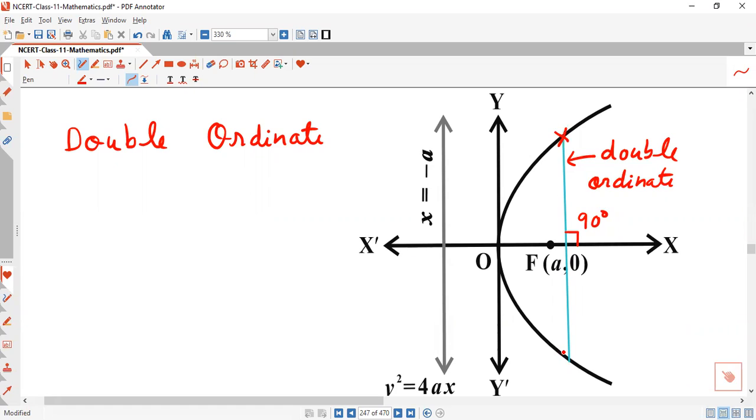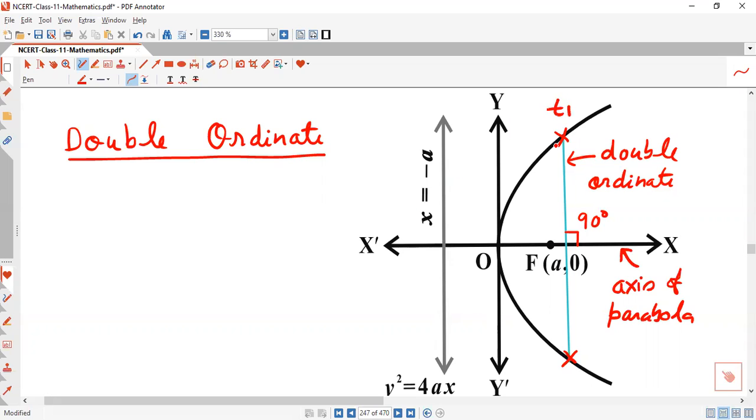This is the end point of this double ordinate. So this is a vertical line. You see, the double ordinate here is a vertical line, perpendicular to the axis of the parabola. So what we are saying is that this double ordinate is perpendicular to the axis of the parabola, and this is the vertical line.